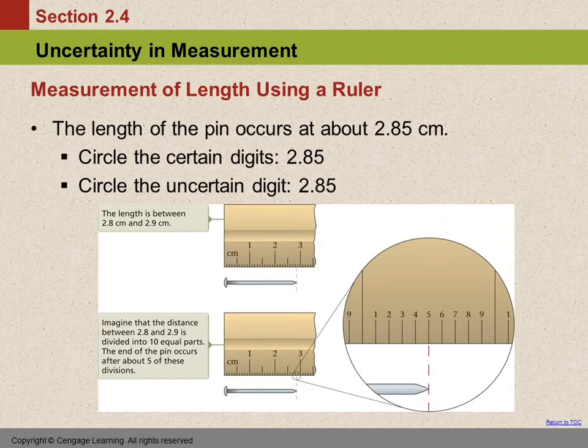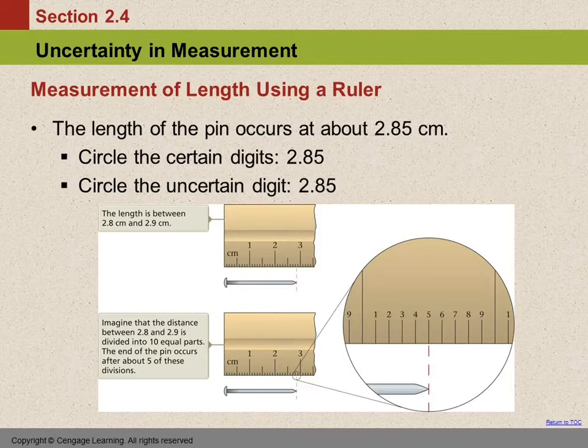Just in case they didn't teach you how to read rulers, which sometimes happens: here's 1 centimeter and 2 centimeters. In between, there are 10 divisions. So the first little division is 1.1, 1.2. The big one in the middle is 1.5. So those are tenths of centimeters.